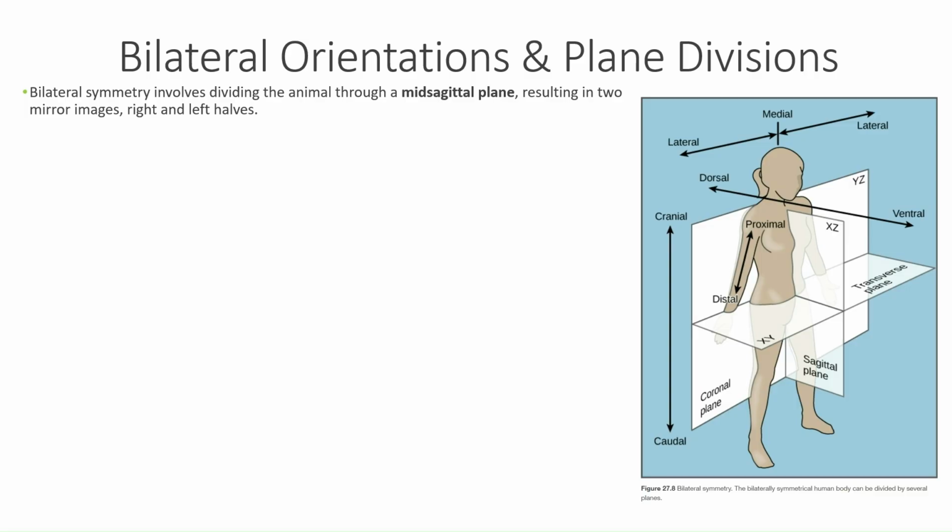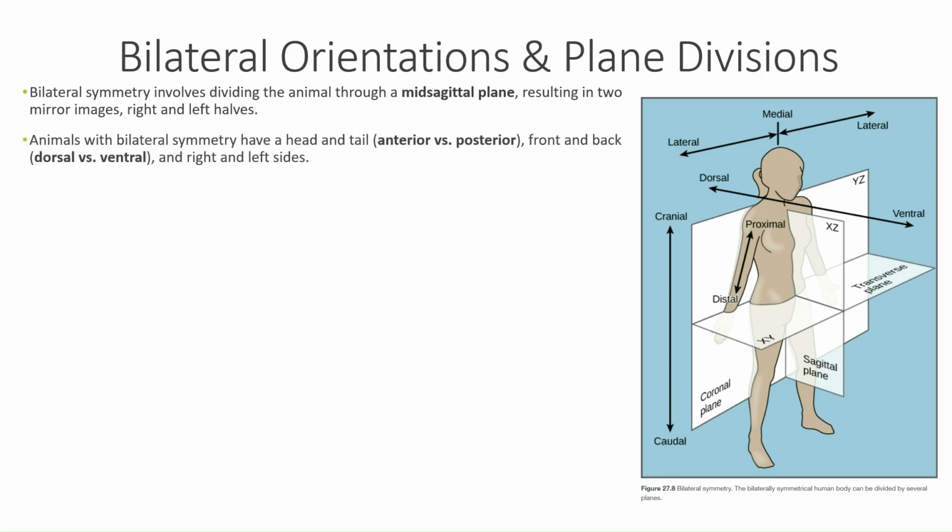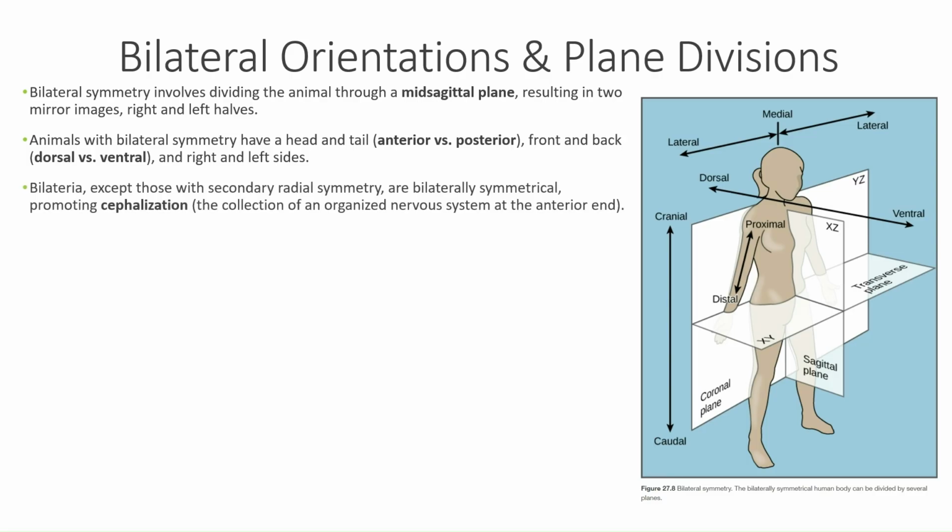Animals with bilateral symmetry have distinct anterior and posterior ends, meaning they have a head and a tail end, dorsal and ventral surfaces. Dorsal meaning back and ventral meaning front. So think of a dorsal fin on a fish. And the plane of division we're most familiar with generating the left and the right sides is probably the sagittal plane. This bilateral arrangement is found throughout Bilateria, except for those that secondarily evolved radial symmetry.